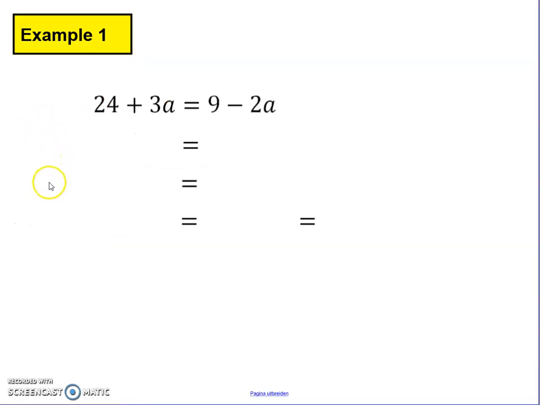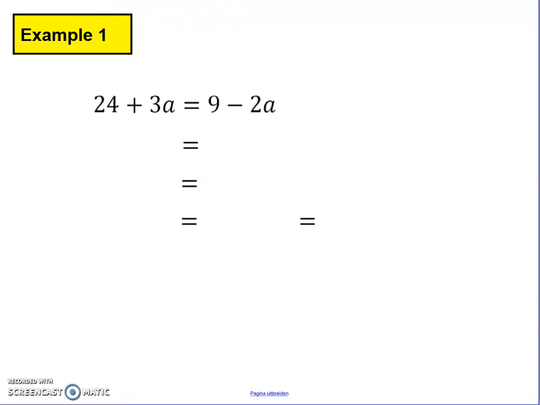Example 1. We are going to look at this equation, and one of the first rules I just talked to you about was about removing brackets. Well, there are no brackets, so we don't have to do that. Always check if you can shorten this equation, but that's not possible. So this means we can start by solving the equation, and we use the balance method.